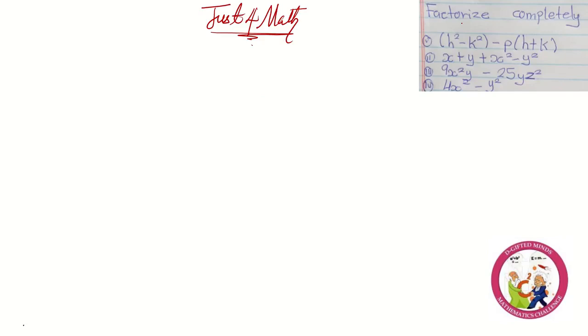All right, so I got this request from one of my subscribers, followers, who wants me to solve this problem for their kids. The instruction says factorize completely, and the first question is given as h squared minus k squared, minus p into brackets h plus k.